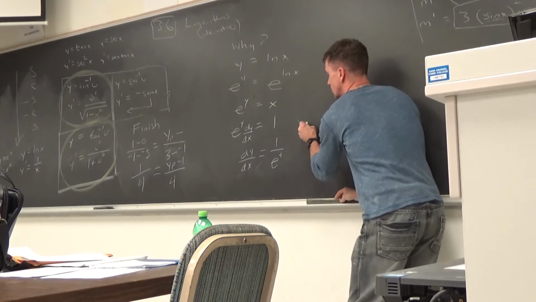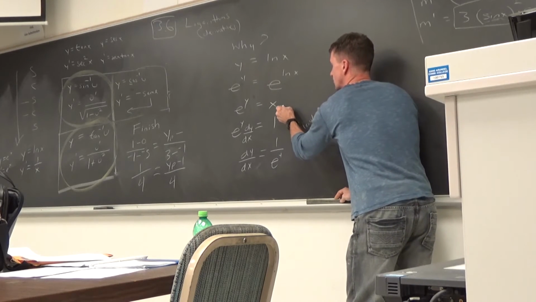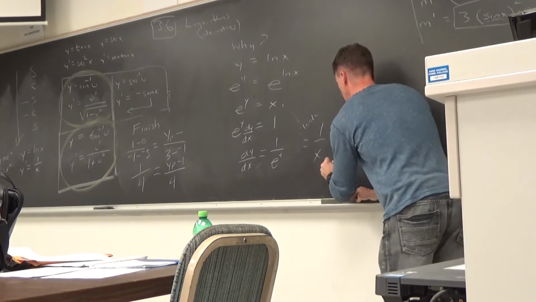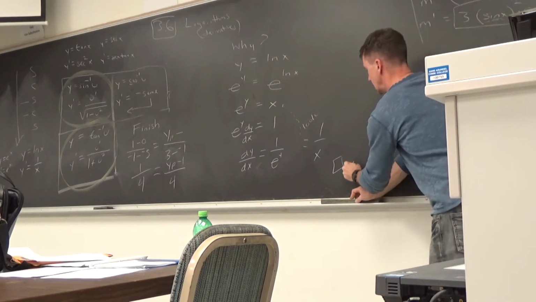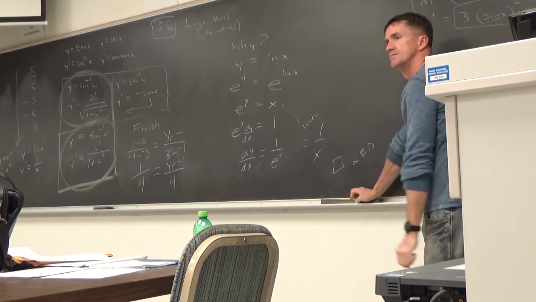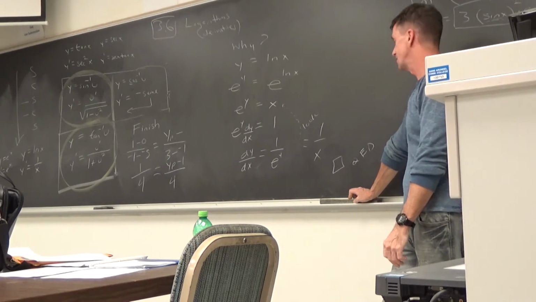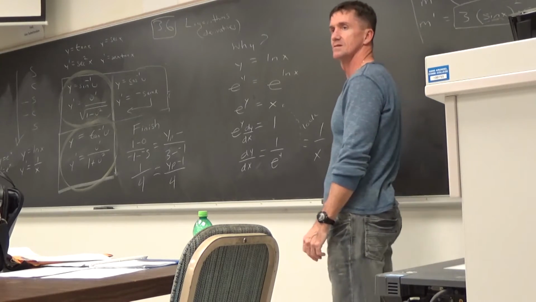Look with your eyes. What can I substitute for e to the y? x. And let's put that symbol, math proof finished, or QED. We proved it. That's how you find the derivative. That's why the derivative of ln of x is what?